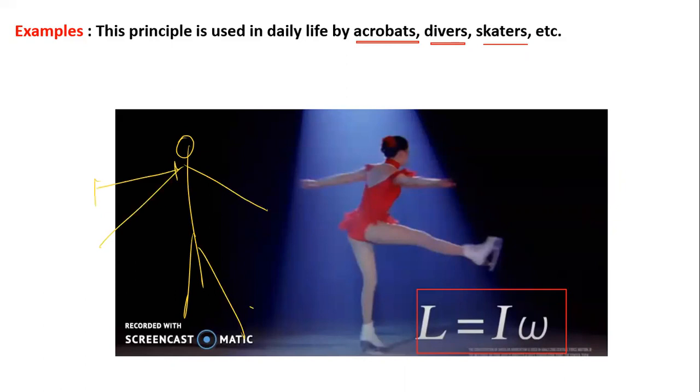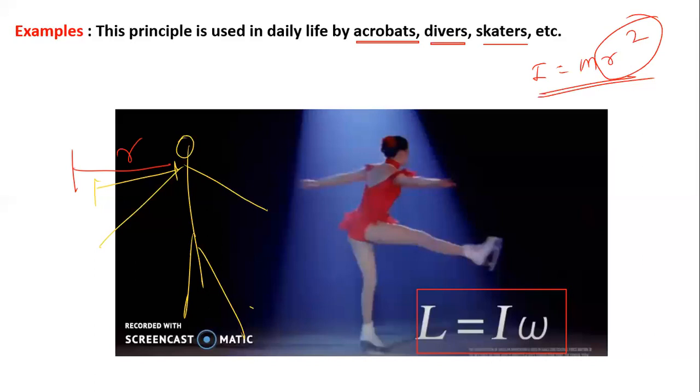The moment of inertia I is given by the formula summation of m_i r_i squared. For a single particle, it is m r squared, or summation of m_i r_i squared. If r is larger, then the moment of inertia is larger. When the dancer's hands or legs are outstretched, this distance is greater, so the moment of inertia is greater. It means when the hands or legs are outstretched, the moment of inertia of the body is larger.